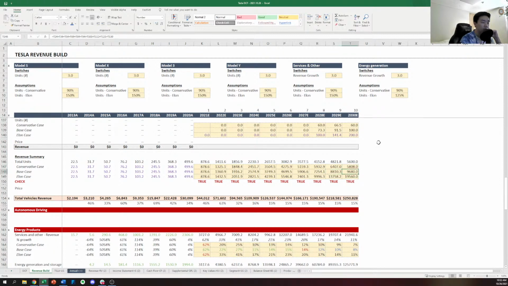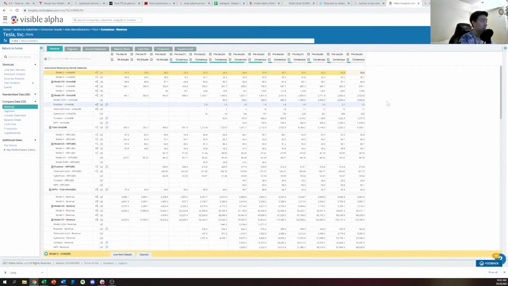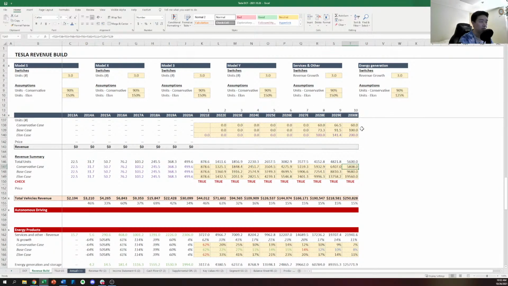So, and these are so far into the future that when we discount back, it's not going to matter that much that these numbers are a little wonky. But conservative case, they're selling 6 million cars, which is actually more conservative than the street, which is good, to have something that's very conservative. And then we have a base case of 10 million cars or so, which I think is achievable because Tesla's branding is just so strong. Elon case around 20 million, right? It's not perfectly 20 million, but you know, we did our best.